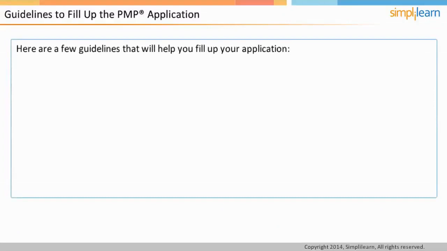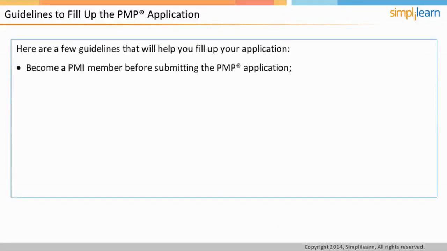Following are a few guidelines that will help you fill up your application. First, you should become a PMI member before applying for the PMP examination. If you are not already a member, members get a discount of $150 for the PMP application, which is more than the cost of membership itself.